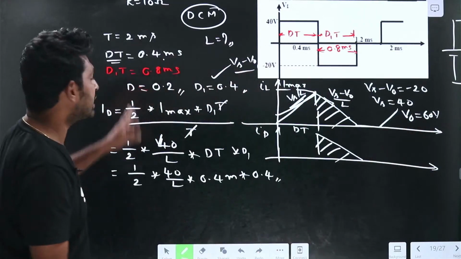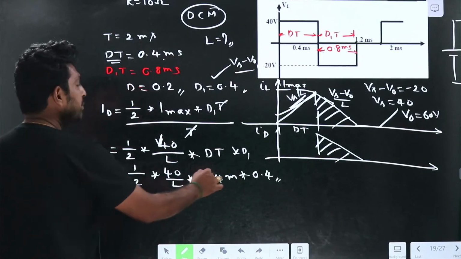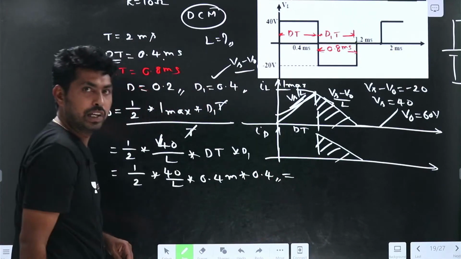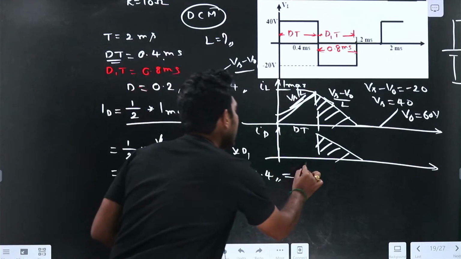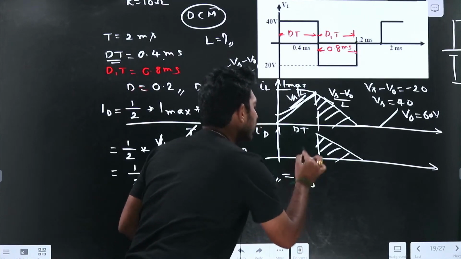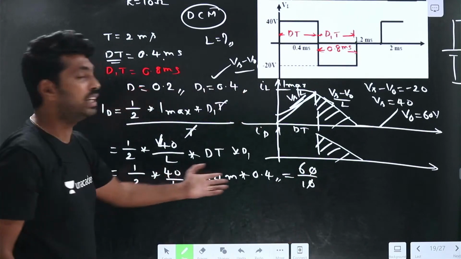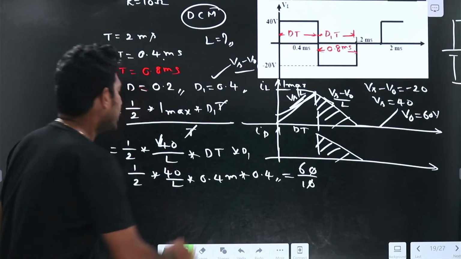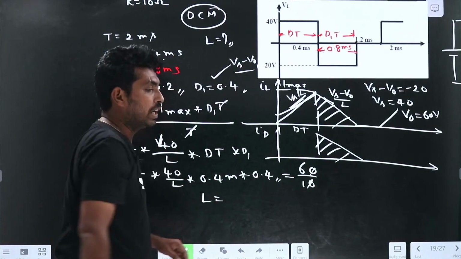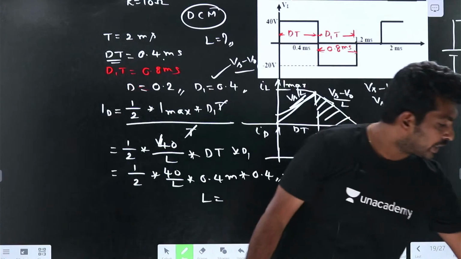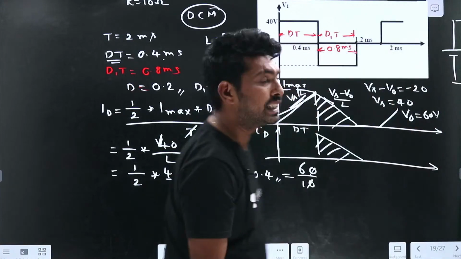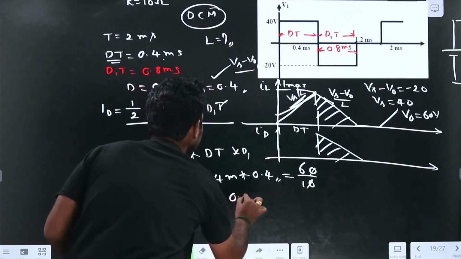And R is given as 10 ohms. If I make this equal to V0 by R, where V0 equals 60 volts and R equals 10 ohms, I will get the L value. Only the L is the unknown parameter here. So now we can find the L value. So for this question, the answer would be 0.533 millihenries.